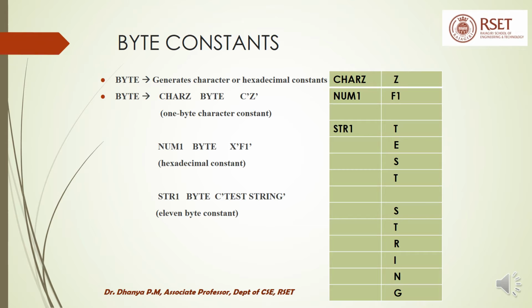And in the character constant, we can see the usage of letter C. So C indicates that it is a character constant. And in the case of hexadecimal constant, we have to put an X. Now, the same byte instruction can also be used for storing strings also. So in this example, STR1 BYTE C'TEST STRING'. So TEST STRING is a string which occupies 11 memory locations with one letter in each location. So STR1 is the address of that string and this is an 11 byte constant.